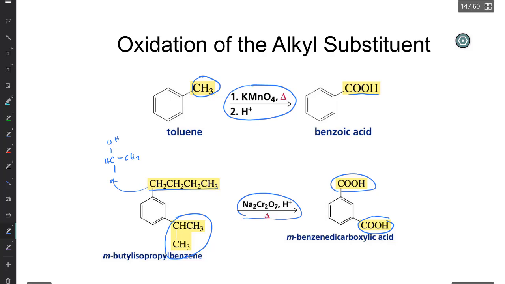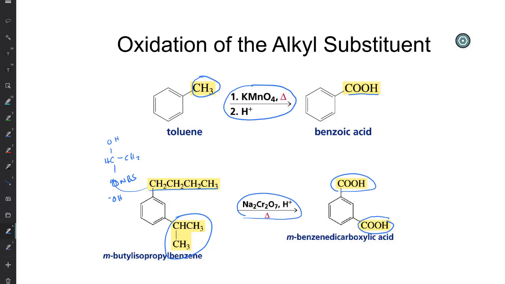And then what you could do at that point, so this would be NBS and then like OH minus or H2O, something like that. And you can get an OH group there, and then you can do an oxidation from there.